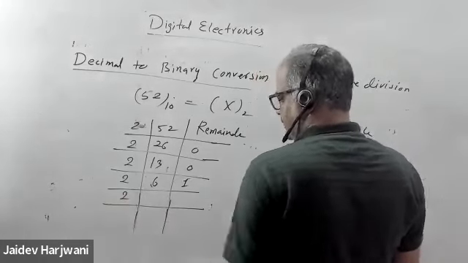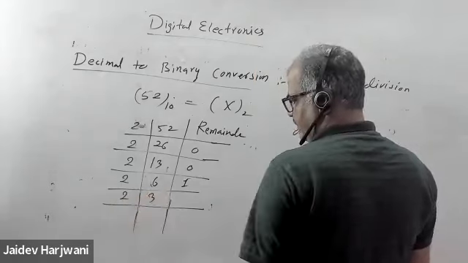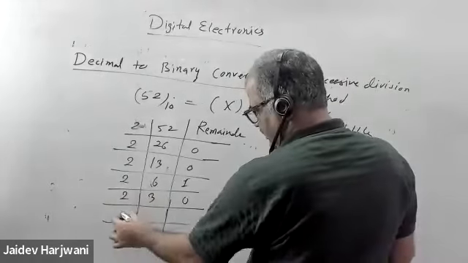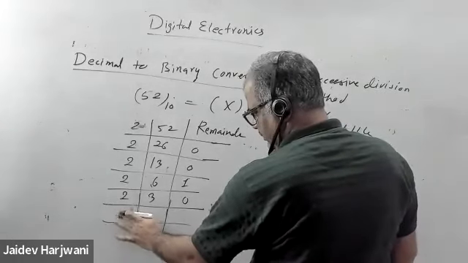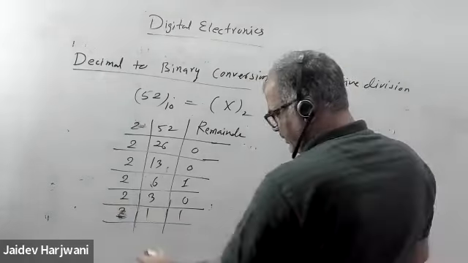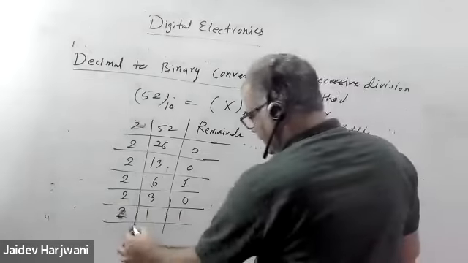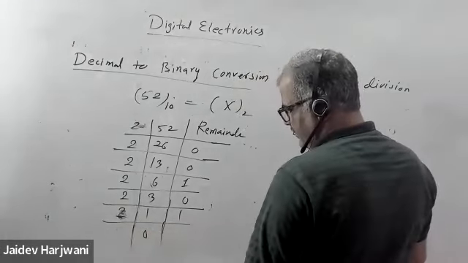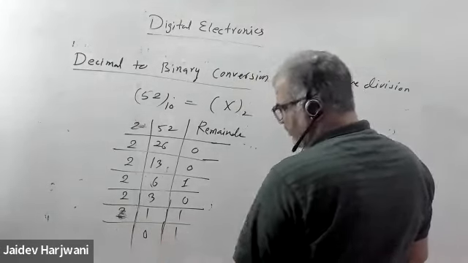If I divide 6 by 2, I'll get 3, remainder will be 0. And I divide 3 by 2, I'll get 1, and remainder will be 1. Similarly, if I divide 1 by 2, I will get 0, and remainder will be again 1.